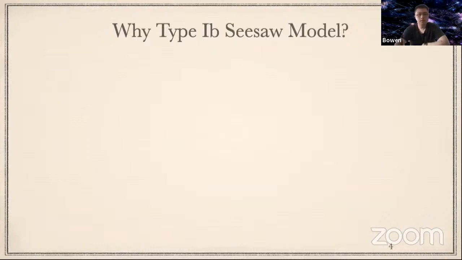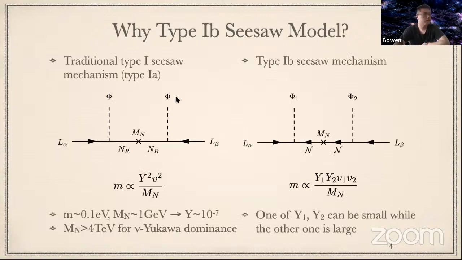Then you may ask why we want to use the type 1B seesaw model instead of the traditional type 1 seesaw model, which we call the type 1A seesaw model. Here is a comparison of the two different models. In the type 1A seesaw model, the neutrino mass is generated by one Higgs doublet. To have a GeV scale heavy neutrino, the seesaw Yukawa coupling has to be roughly of order 10 to the minus 7. In that case, the coupling is too small to have the neutrino Yukawa process dominating the dark matter production.